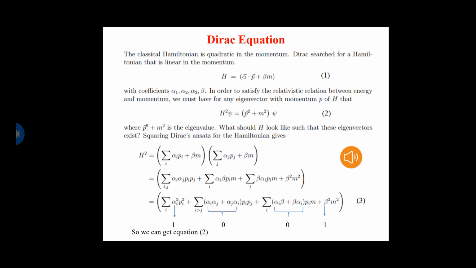In order to satisfy the relativistic relation between energy and momentum, we must have, for any eigenvector of H with momentum p, that H squared psi is equal to p squared plus m squared times psi, marked as equation number 2. Here we simply multiply equation number 1 with the eigenvector psi, where p squared plus m squared is the eigenvalue. What should H look like such that these eigenvectors exist?